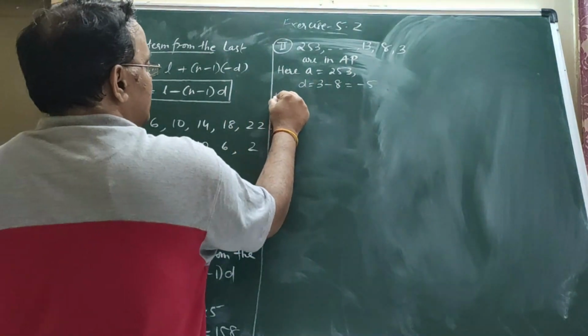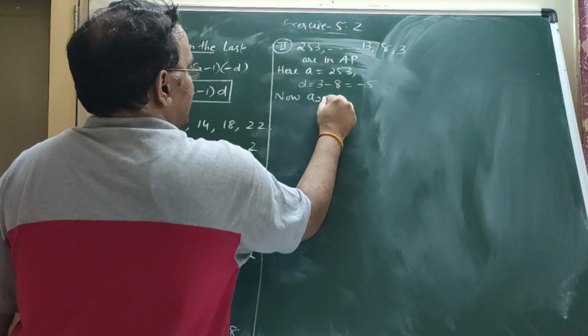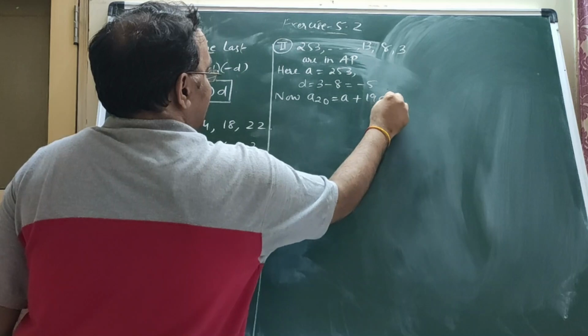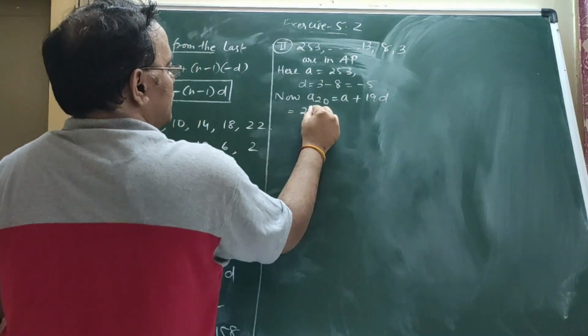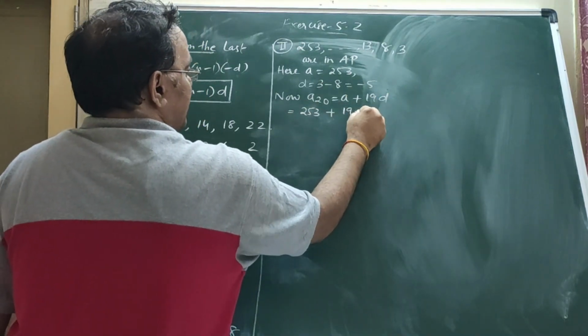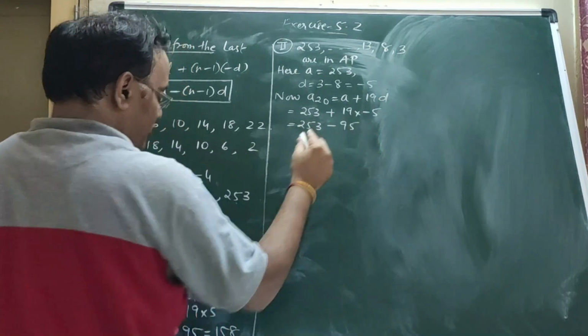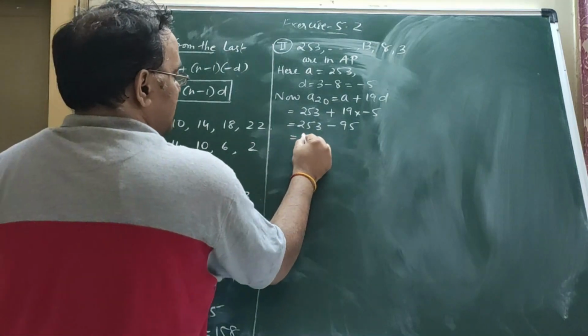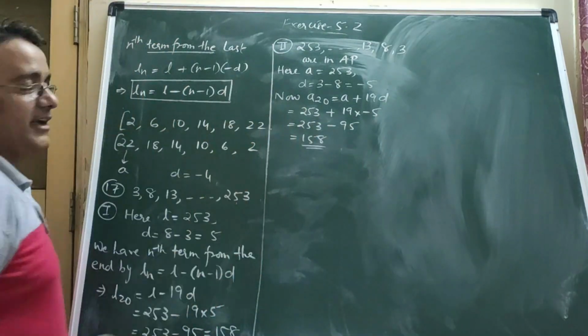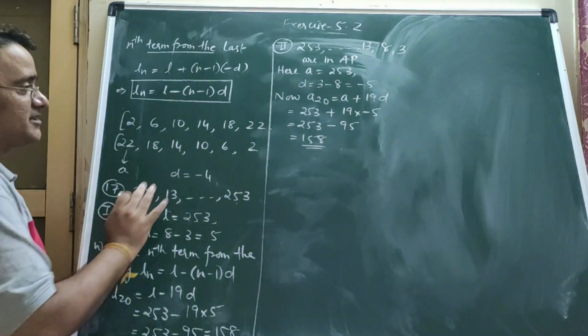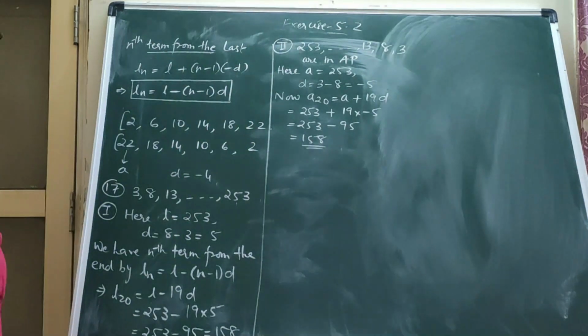Okay. Now हम लोग को 20th टर्म निकालना है, तो ये ऑलरेडी हम लोग रिवर्स कर दिए, तो स्टार्टिंग से 20 निकालेंगे. Now A20 is equal to A plus 19D. So A is 253. So 19 into -5. So ये -95 हो जाएगा. सेम यहीं पर आ गया हम लोग. It is equal to 158. सो ऐसे भी आप कर सकते हो, ऐसे भी कर सकते हो. It is up to you.